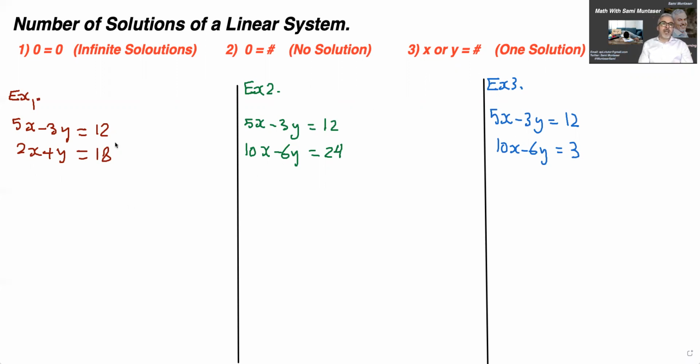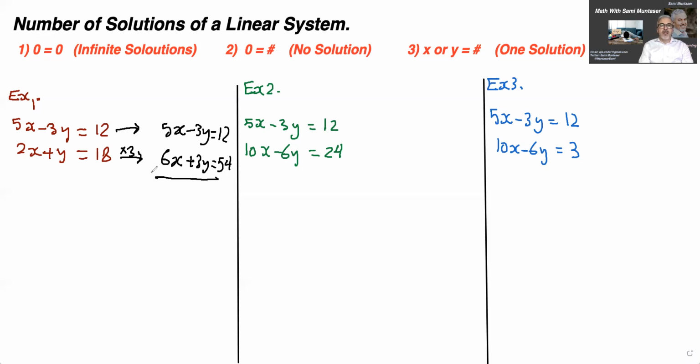So for the first one, I'm going to solve by elimination. This is just going to be rewritten as 5x minus 3y equals 12. But this one here, I'm going to multiply it by 3, and then I get 6x plus 3y equals 18. Sorry, that doesn't equal 18, but 3 times 18 is 54.